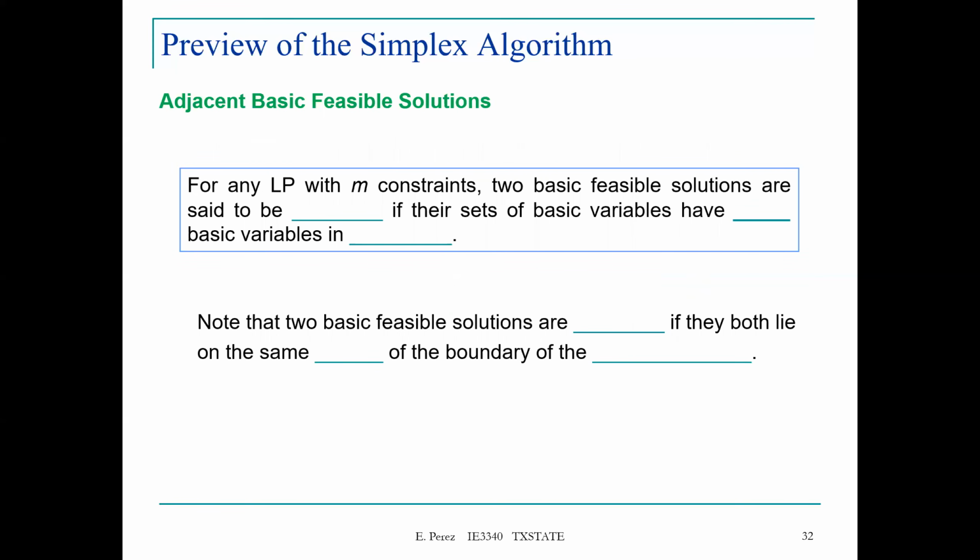Adjacent basic feasible solutions. For any LP with m constraints, two basic feasible solutions are said to be adjacent to each other if their sets of basic variables have m minus 1 basic variables in common. Note that two basic feasible solutions are adjacent if they both lie on the same edge of the boundary of the feasible region.